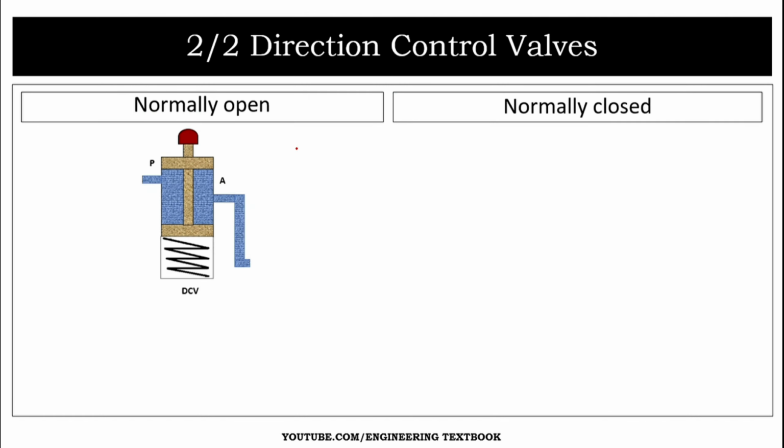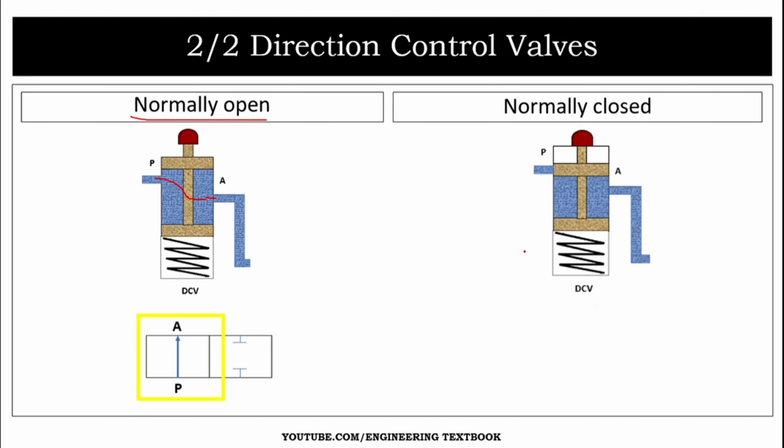Now let's see the symbols of the normally open and normally closed conditions. So this is the figure of the normally open condition, where port P is connected to port A and the oil is flowing. So here is a symbol of it. This is the symbol of the 2x2 directional control valve. So this position indicates P is directly connected to A. So this position indicates that the valve is in normally open condition.